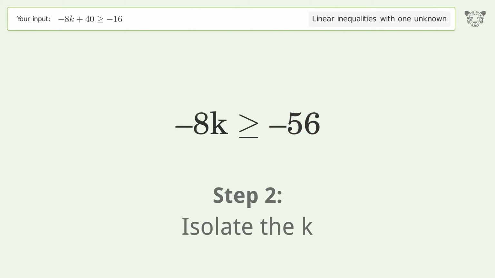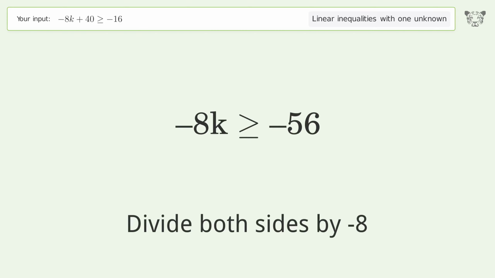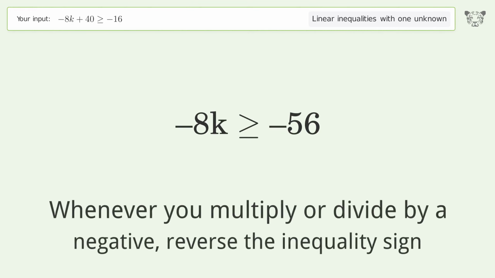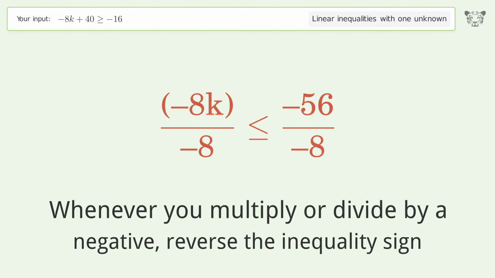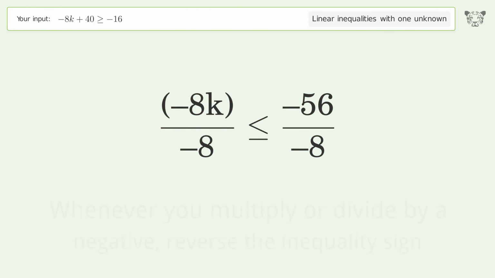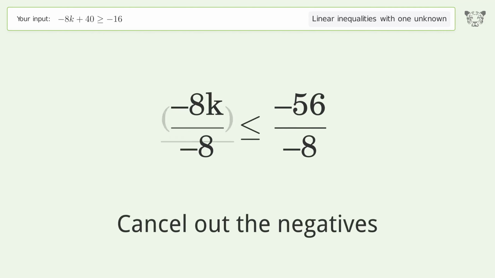Isolate the k. Divide both sides by -8. Whenever you multiply or divide by a negative, reverse the inequality sign. Cancel out the negatives.